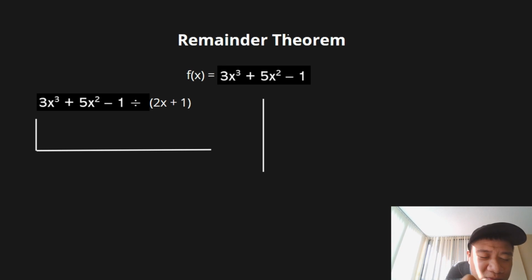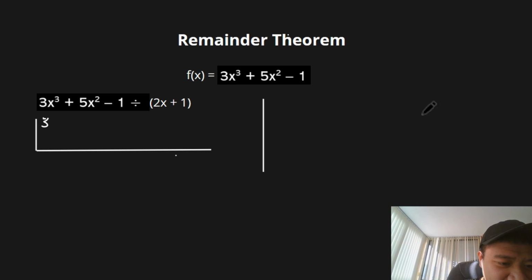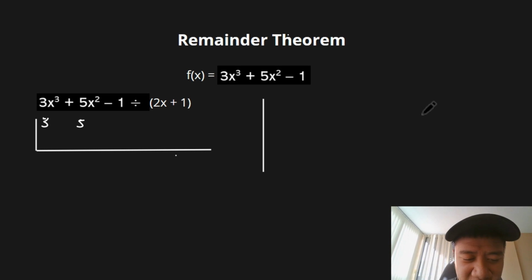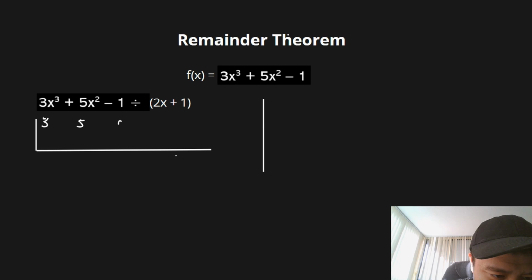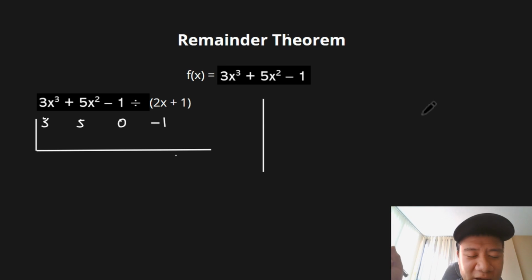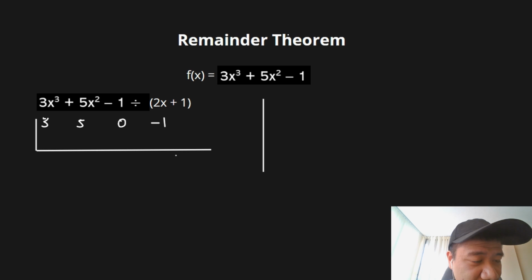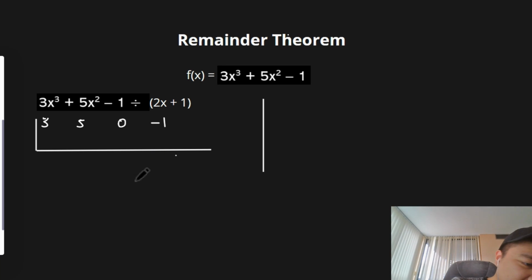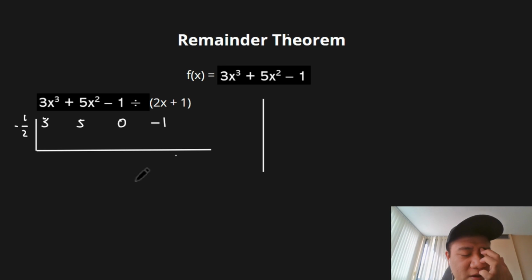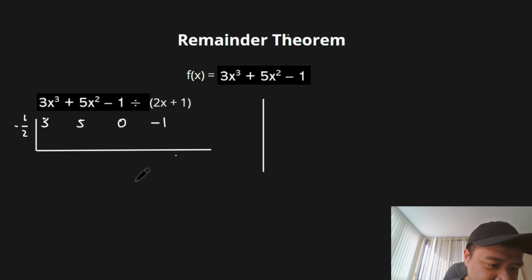So over here, we can do our normal synthetic division: 3, 5, and since we're missing our x term, we put 0 as the placeholder, -1. Awesome. So the number corresponding to our factor is -1/2, so we put it over here.